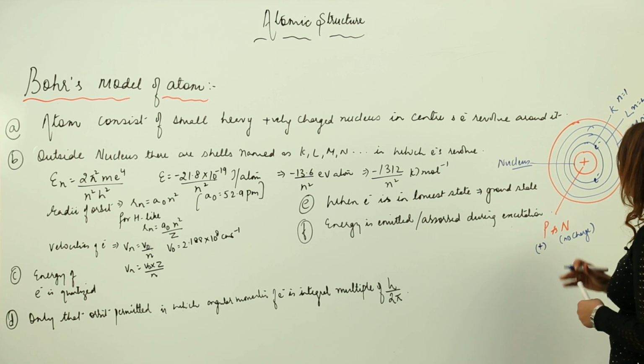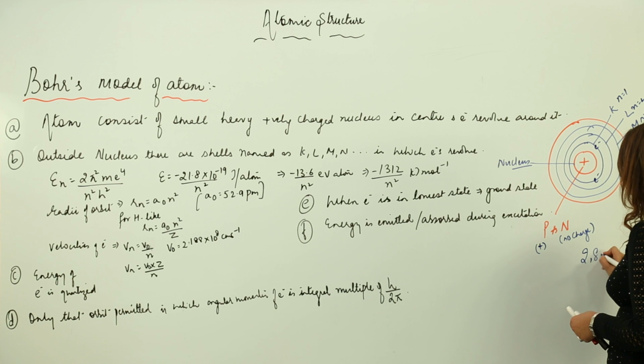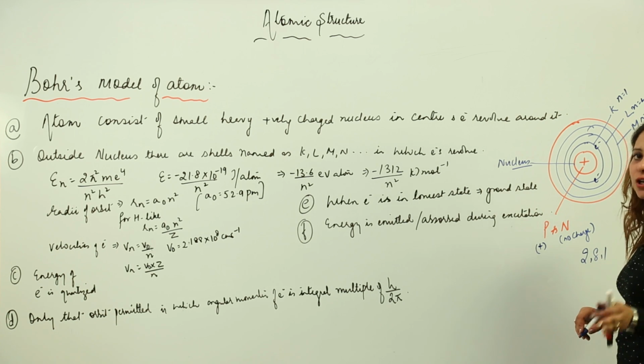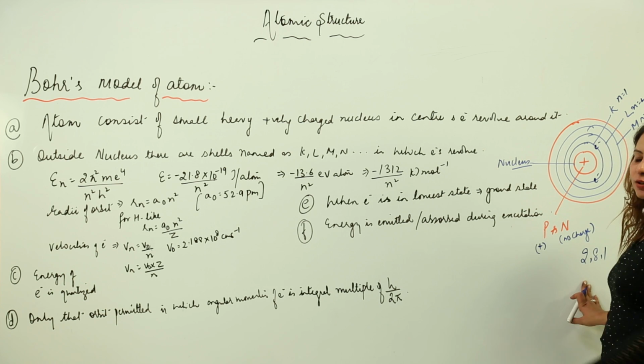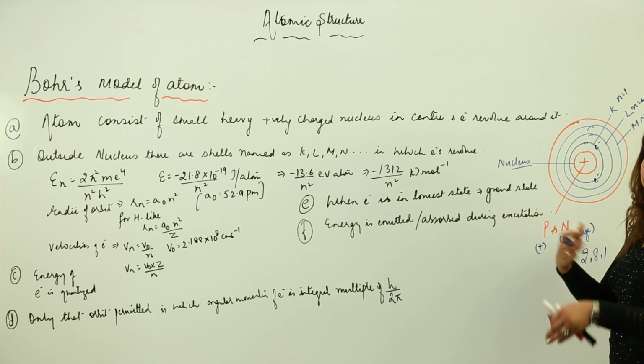For example, if I need to draw an atomic model for sodium, I know the configuration is 2, 8, 1, because you have done this in the 9th or 10th standard. But later in this chapter I will tell you that we no longer write the configuration in this way, we write it in a different pattern.